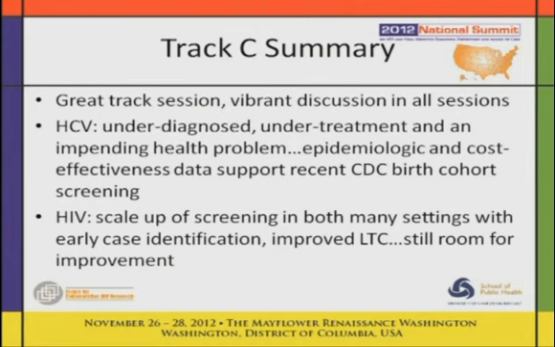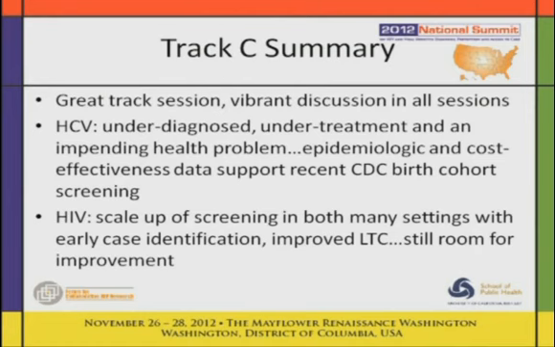I think my general overview of the last 36 hours in these tracks has really been, first, with Hep C, that we are underdiagnosing it, we are undertreating it. It's an impending health problem. I sort of feel like I did 6 years ago, sitting in, I'm going to forget which hotel, at this meeting, thinking about HIV. I feel like we're drinking from a fire hose here, and we have to turn off the spigot. The data show that the epidemiologic and cost-effectiveness data support screening for Hep C in the birth cohort, and we need to push forward to try and do that.